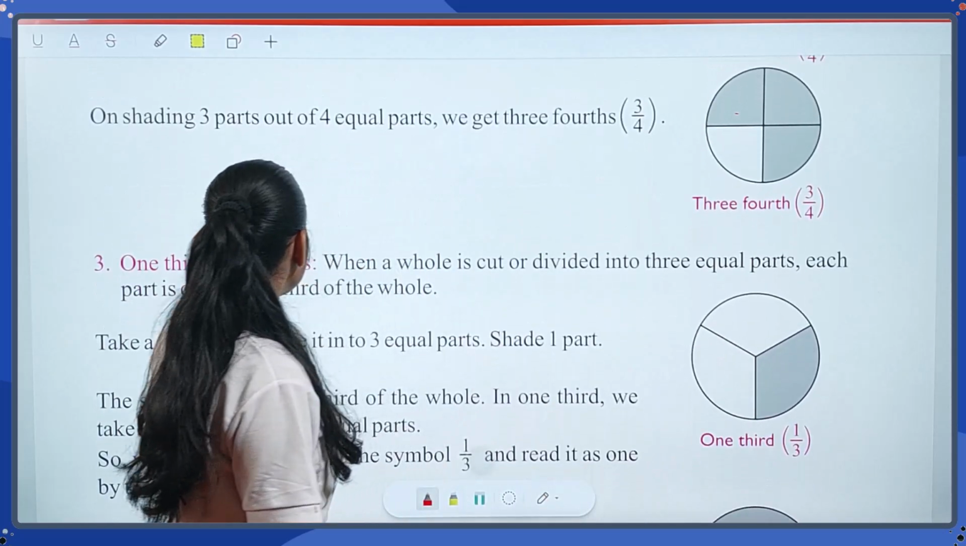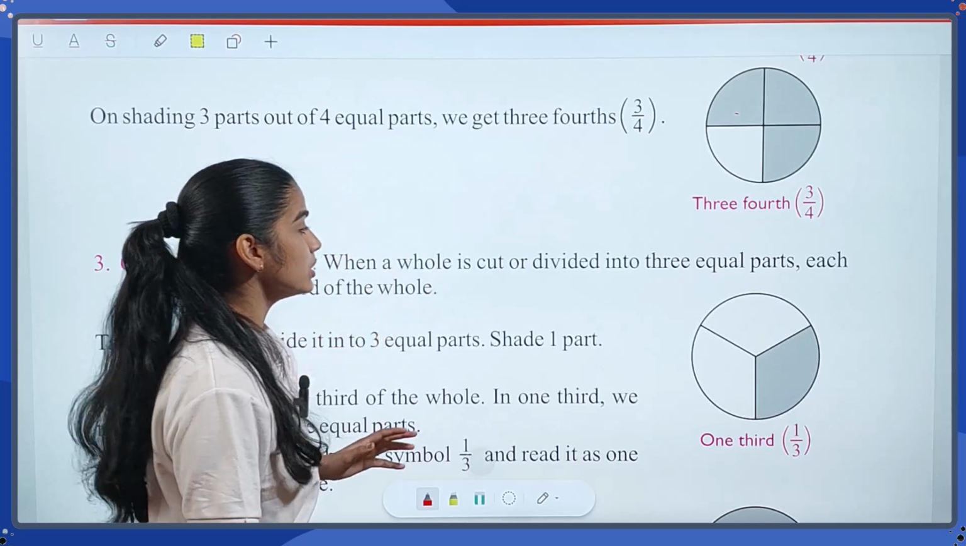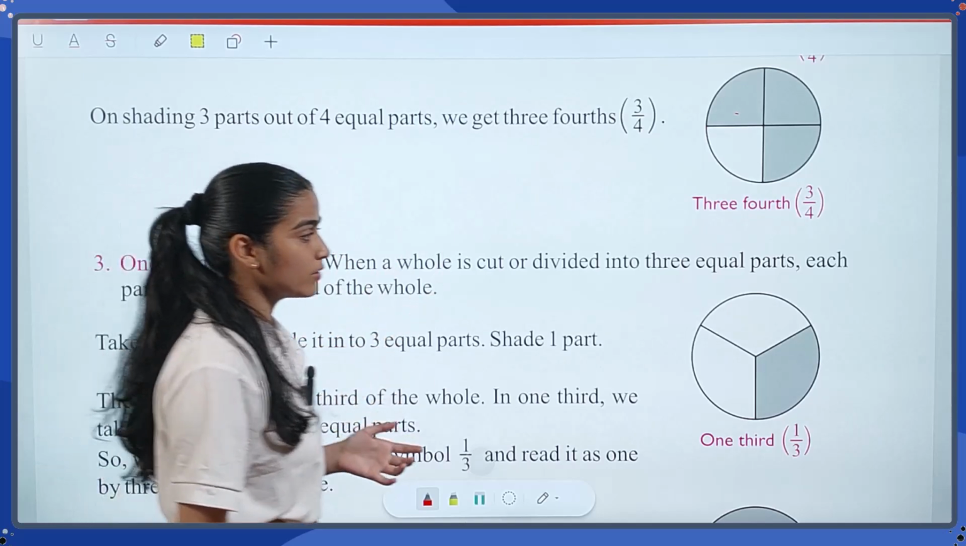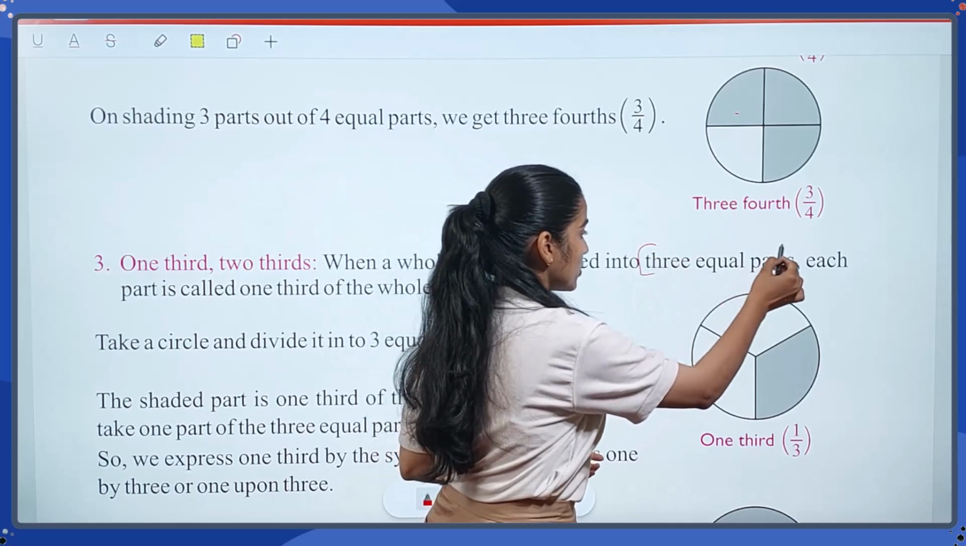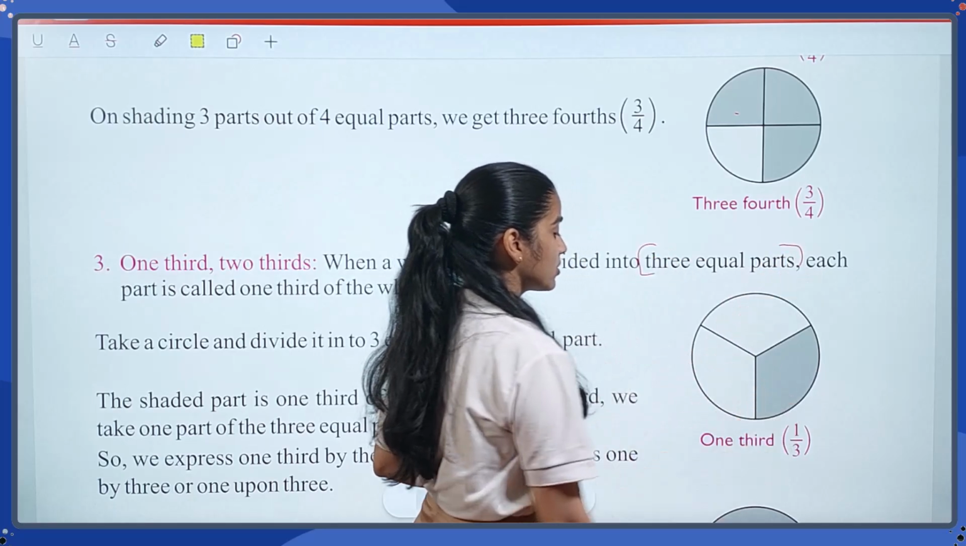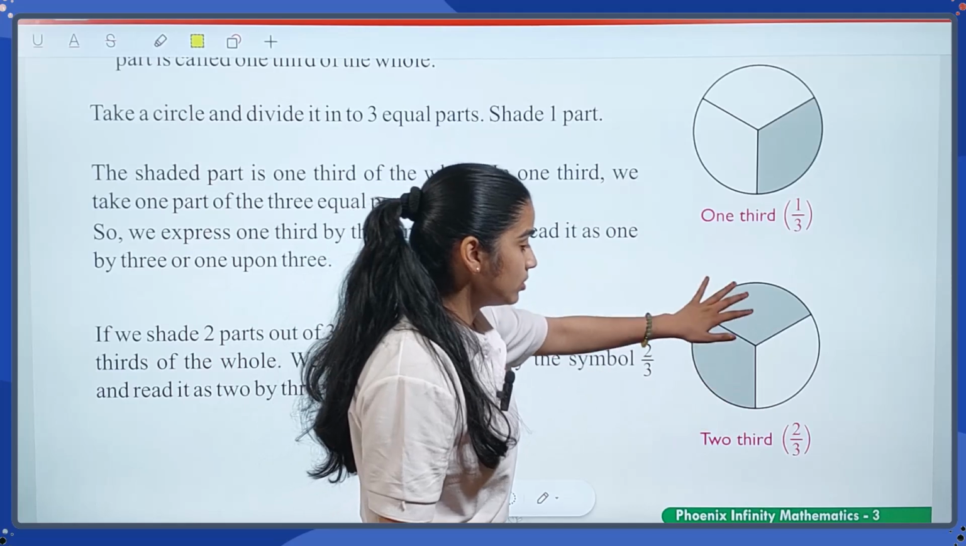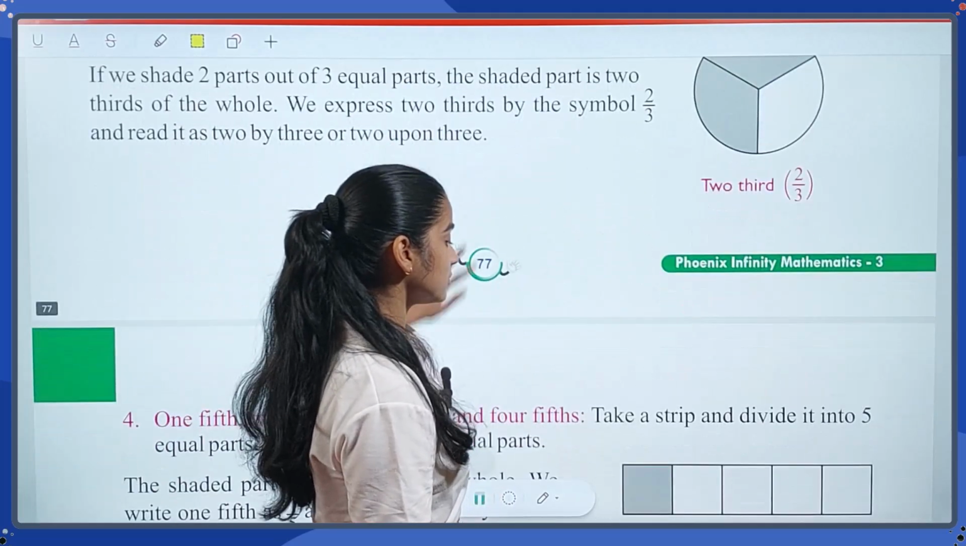Next, 1/3, 2/3. When a whole is cut or divided into 3 equal parts, so now we are dividing into 3 equal parts. So 1, 2, 3. This is your 1/3. This is your 2/3.